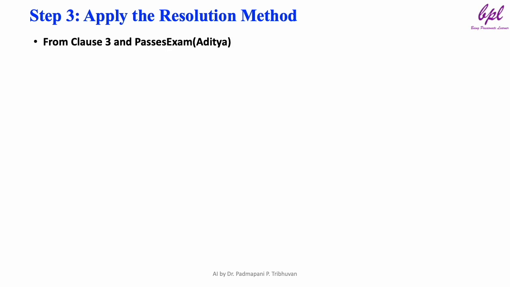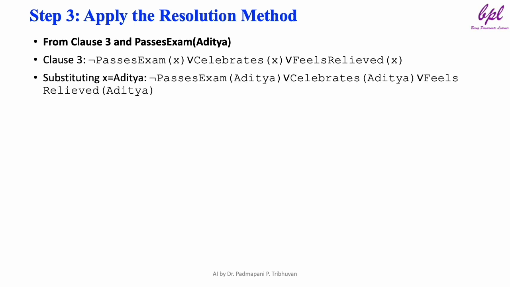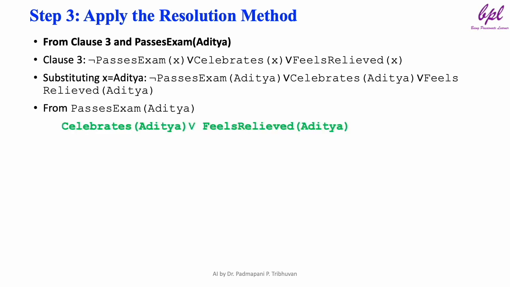Now resolve using clause 3 and this result. Clause 3 is X not passes exam, or X celebrates, or X feels relieved. Substituting X equals Aditya, we get Aditya not passes exam, or Aditya celebrates, or Aditya feels relieved. Now using the previous result, we have Aditya passes exam. Now we resolve on complementary literal: Aditya celebrates or Aditya feels relieved.